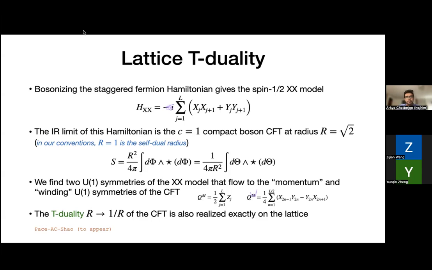Oh, I have one more question, sir. You mentioned the ground state degeneracy depends on the boundary condition, but isn't the U1 axial symmetry explicitly broken under anti-periodic boundary condition? Yeah, that's a good question.